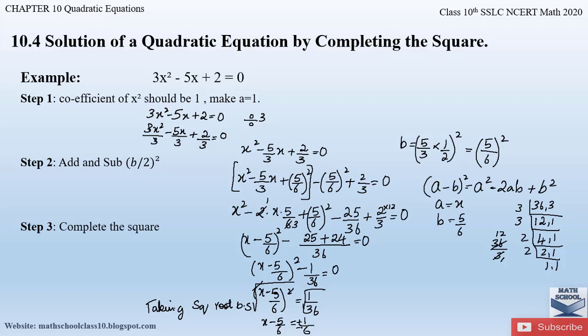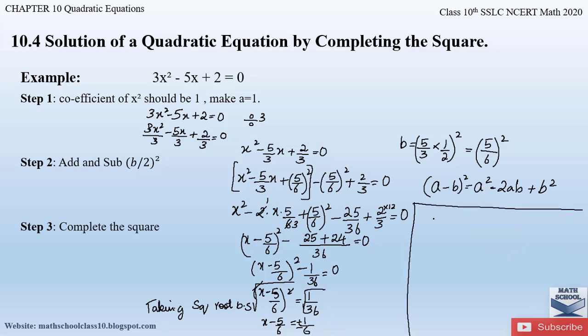So it is plus or minus 1 by 6. Whenever we take square root, you have to take plus or minus of that whole term. So we got x minus 5 by 6 is equal to plus or minus 1 by 6. Let us take x minus 5 divided by 6 is equal to plus 1 by 6 and x minus 5 divided by 6 is equal to minus 1 by 6. So both the values we are taking, plus 1 by 6 and minus 1 by 6. If we transfer this minus 5 by 6 to the right hand side in both the cases, we will get the value of x as x is equal to 1 by 6.